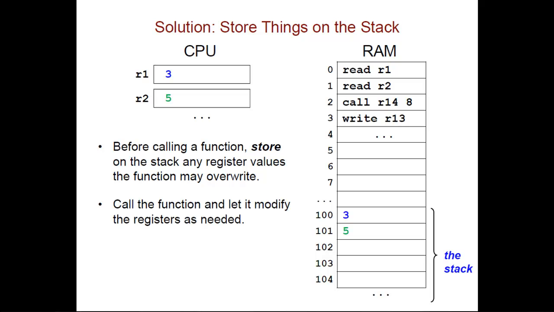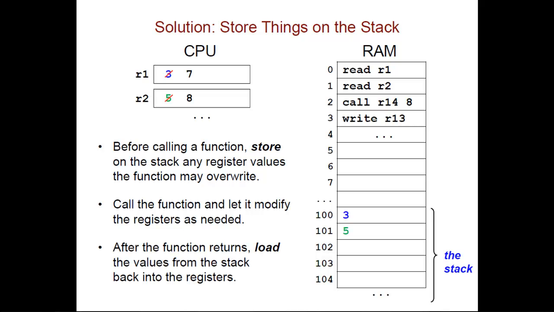We then make the function call and let it do whatever it wants to the registers. So let's assume that it ends up changing R1 to 7 and R2 to 8. That's not a problem because when we get back from the function, we can load the values from the stack back into the registers, the values that used to be there. And it turns out you do that in the reverse order. So in this case, the 5 will get read back into R2, restoring the old value of R2, and the 3 will get loaded back from memory address 100 into R1, restoring its original value.